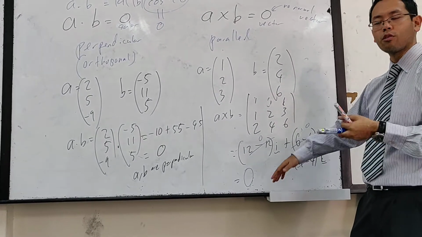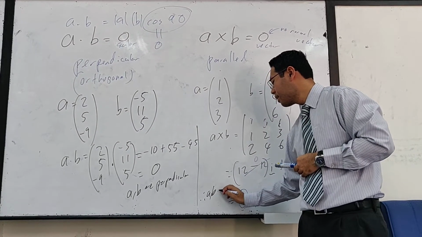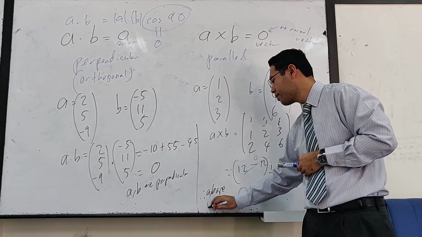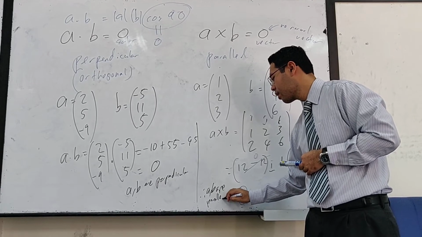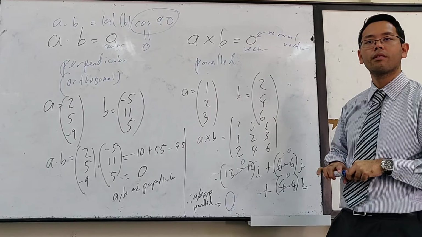So once you reach 0, you should write down A, B are parallel. Okay, that's how we show it in terms of calculation. Right, thank you.